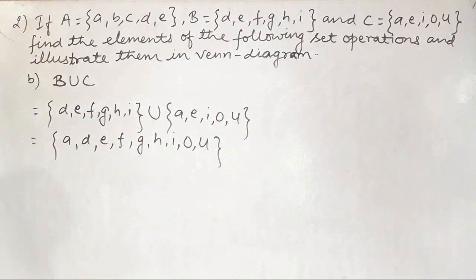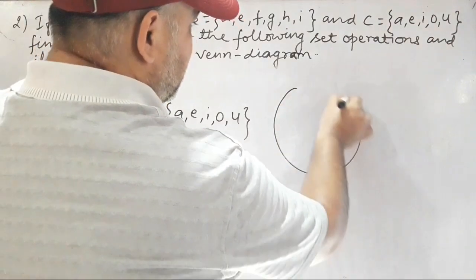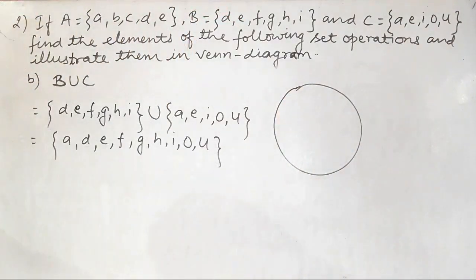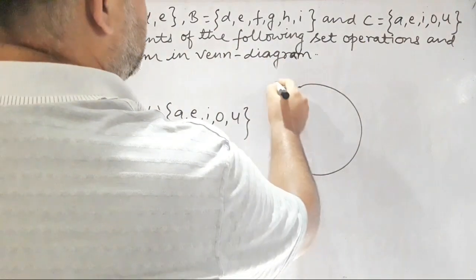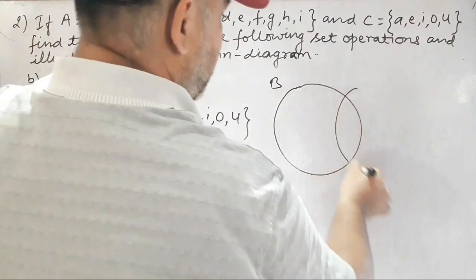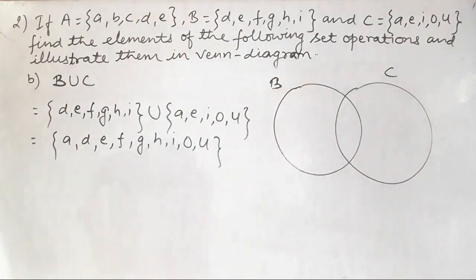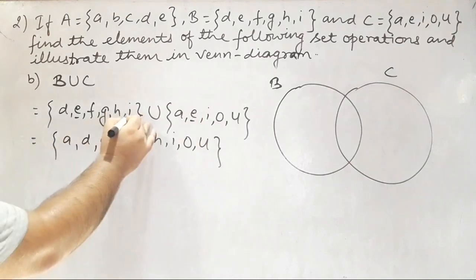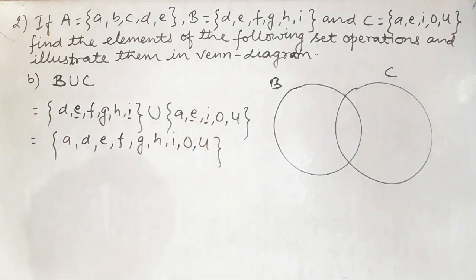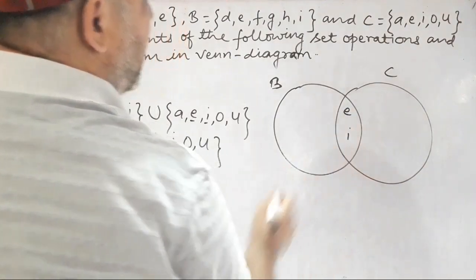Now we shall make the Venn diagram of B union C. Since we are not given the universal set, we should not make the rectangle. So this is set B, and this is set C. Now we will see what the common elements between them are. Are there any common elements? Yes, the element E and the element I. These two elements are common in them, so E and I lie here.